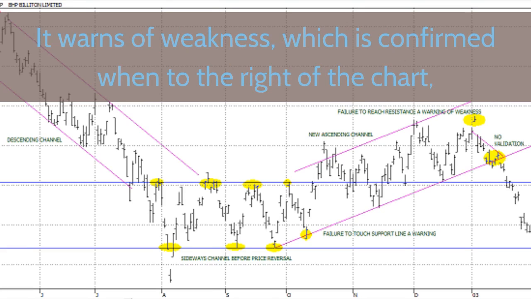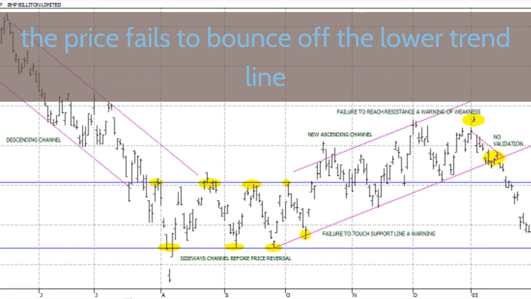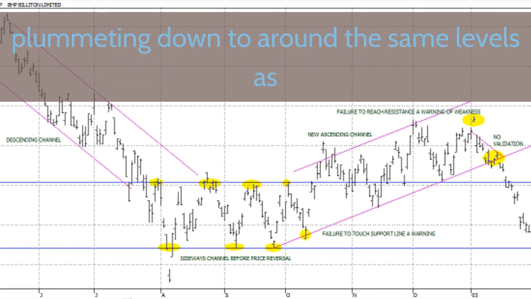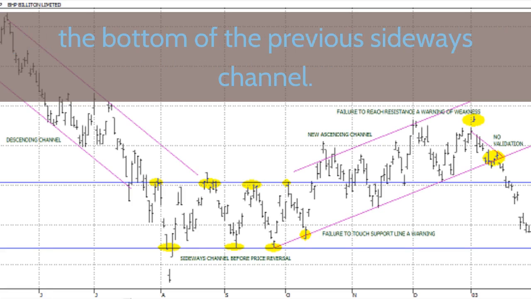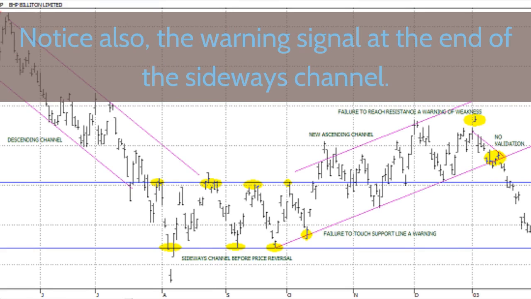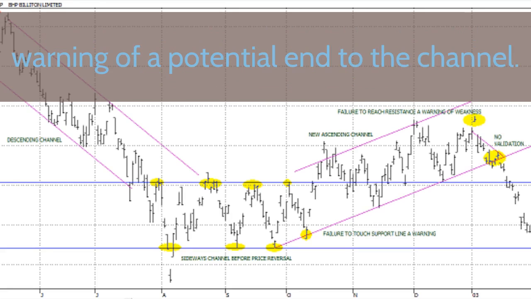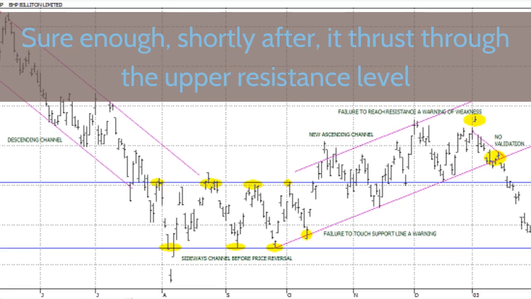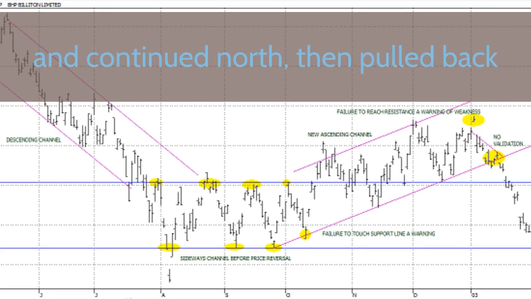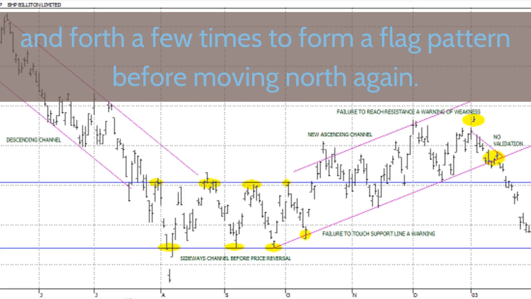It warns of weakness, which is confirmed when, to the right of the chart, the price fails to bounce off the lower trend line and breaches it instead, plummeting down to around the same levels as the bottom of the previous sideways channel. Notice also the warning signal at the end of the sideways channel. The final price trough failed to reach the horizontal support line, warning of a potential end to the channel. Sure enough, shortly after, it thrust through the upper resistance level and continued north, then pulled back and forth a few times to form a flag pattern before moving north again.